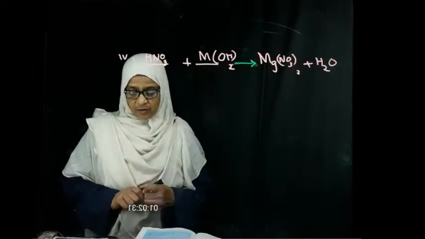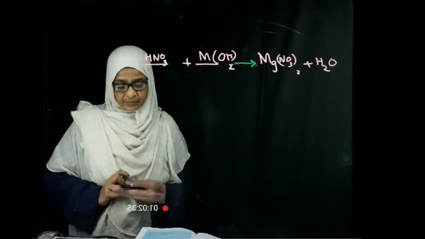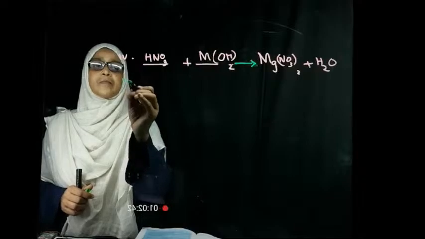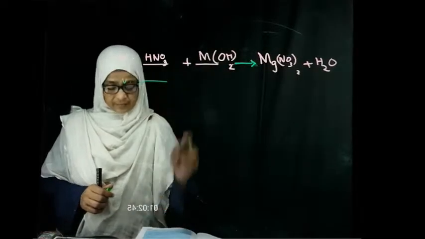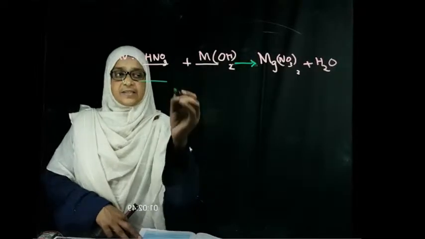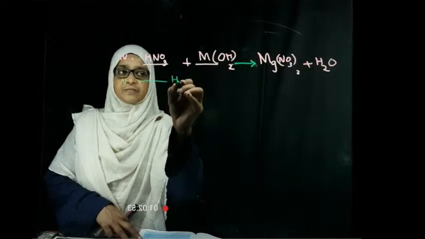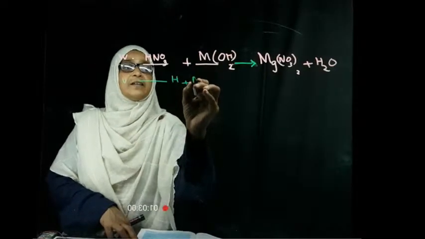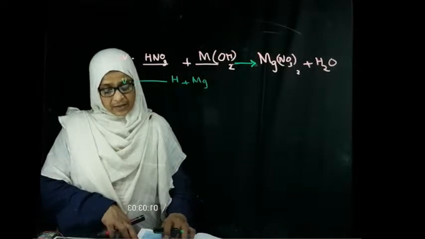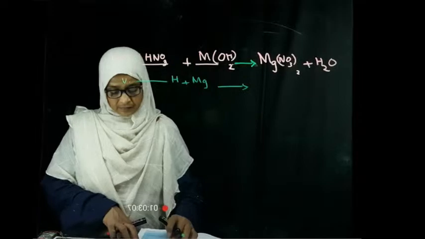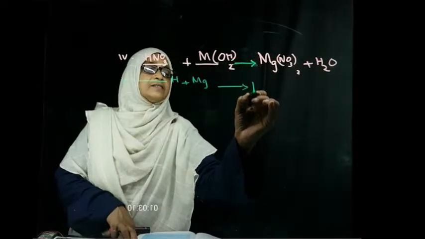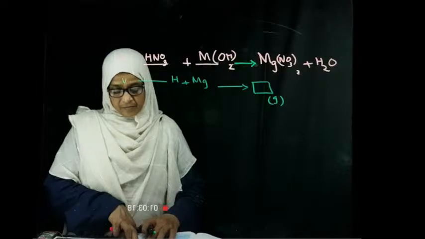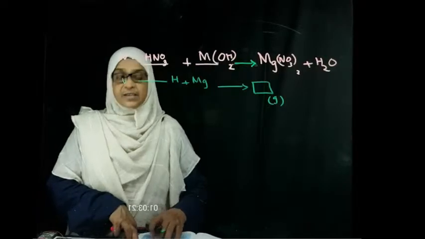Okay, now the fifth one. The fifth one is: does acid, there must be H, react with magnesium, liberating a gas and forming the salt.